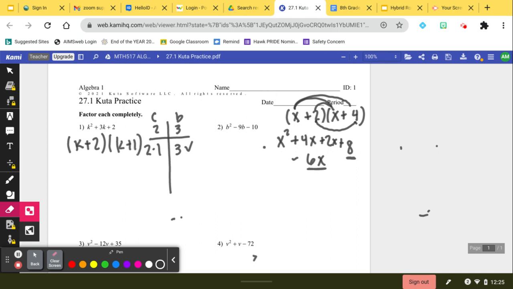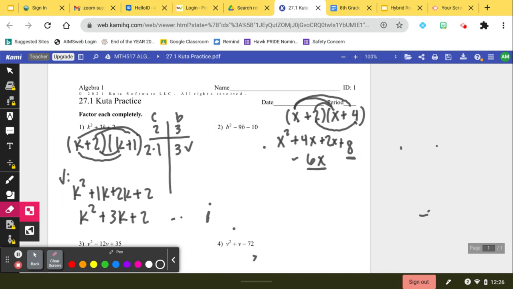And we can check our work by re-multiplying them out. So first, k squared, outer 1k, inner 2k, and then last plus 2. So we get k squared plus 3k plus 2, and that's equal to the trinomial we started with.